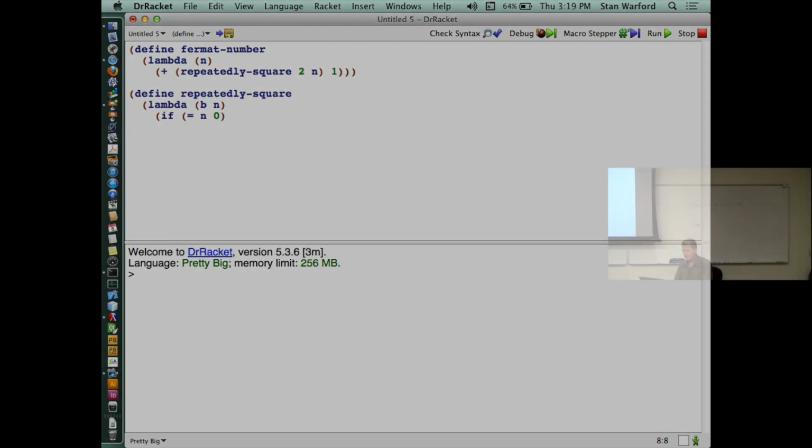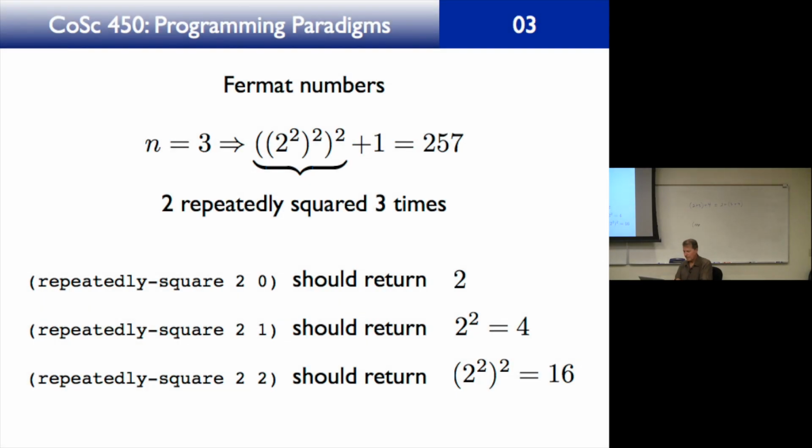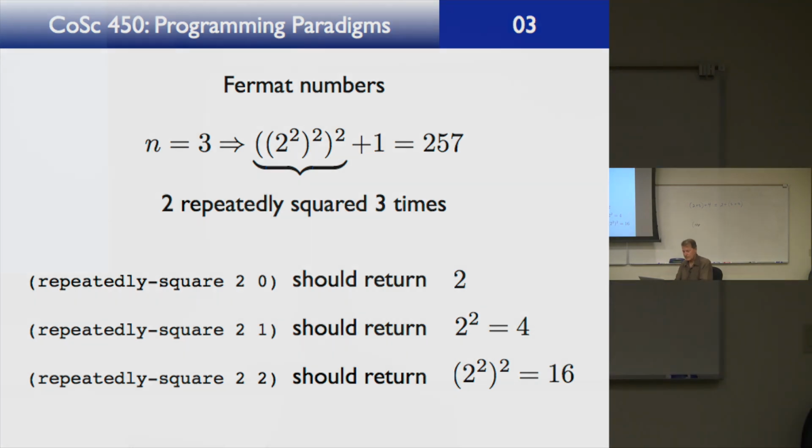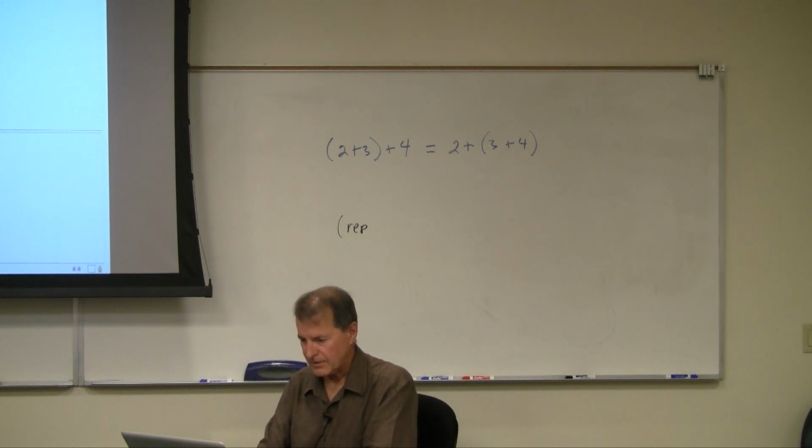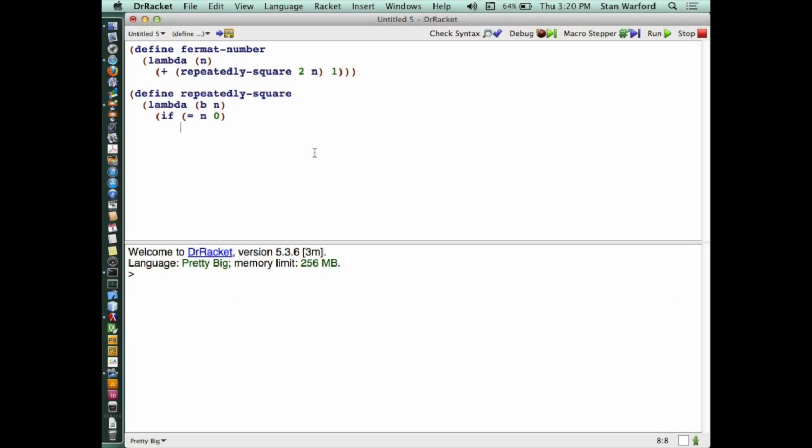Is it 2? Because they're going to add 1 in Fermat numbers. Yes, like right here. 2, 0 should return 2. Ah, wait. That's 2, but now we don't have 2s here. What do we have? B's. So it's B.